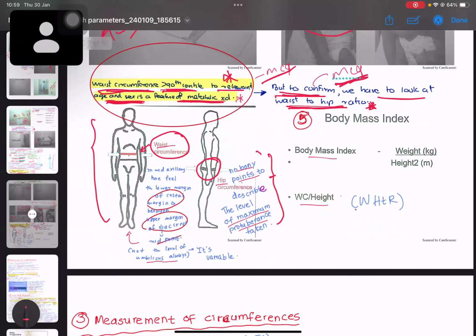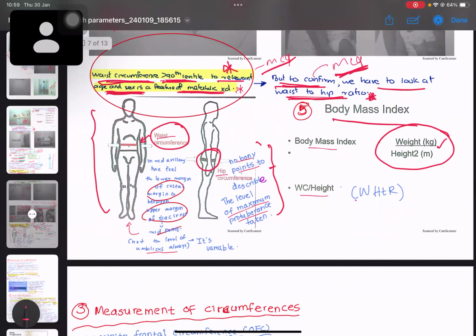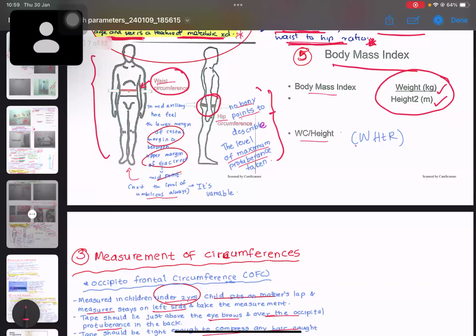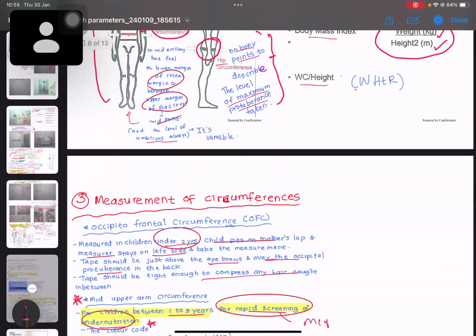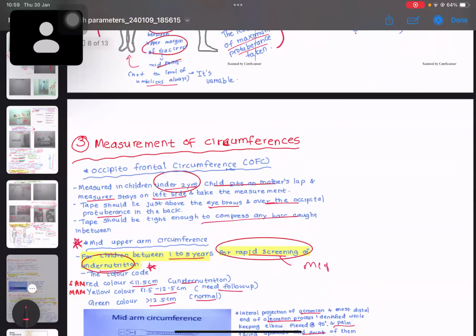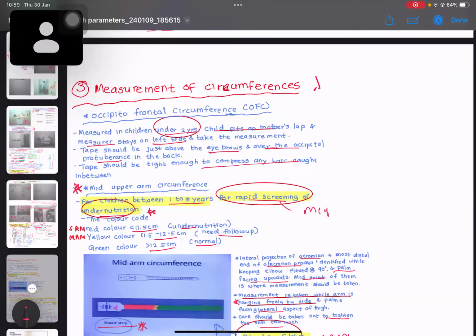Then the body mass index, BMI calculator, you all know: weight over height squared, weight in kilograms and height in meters. And then weight to height ratio. Okay, the next important thing is OFC.